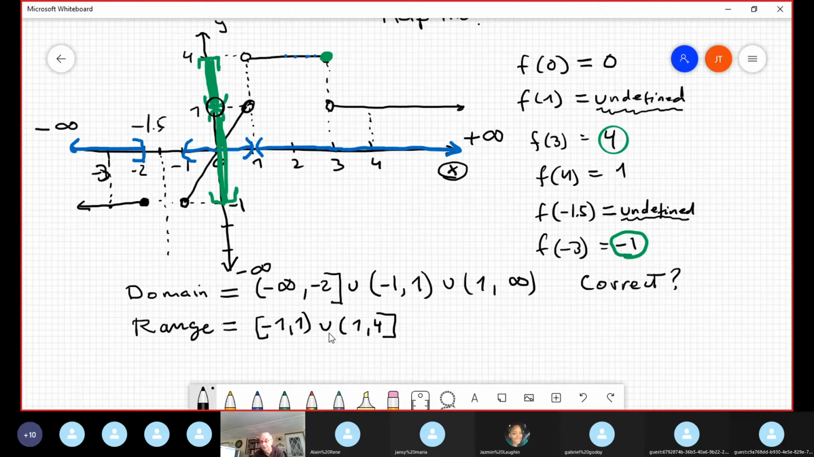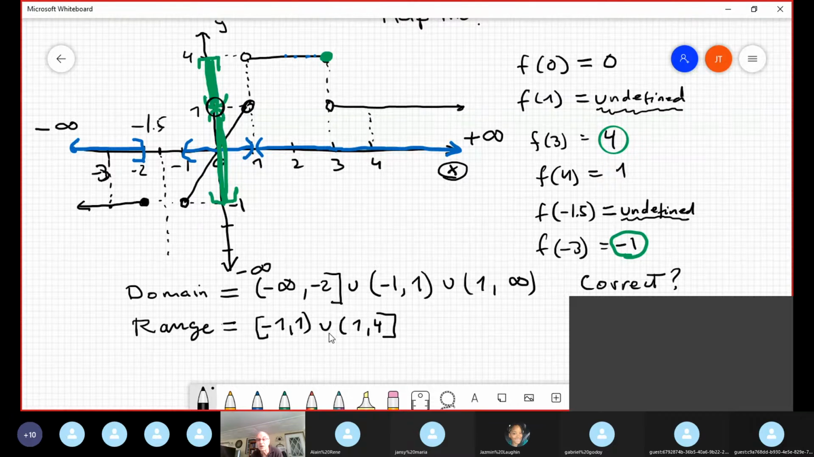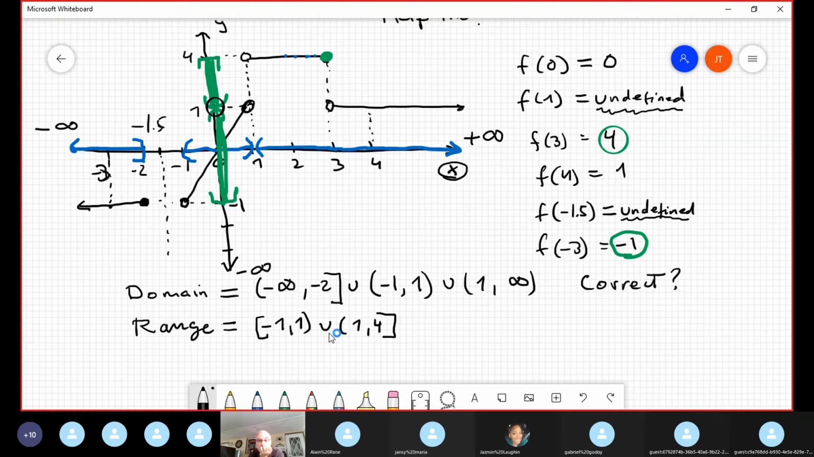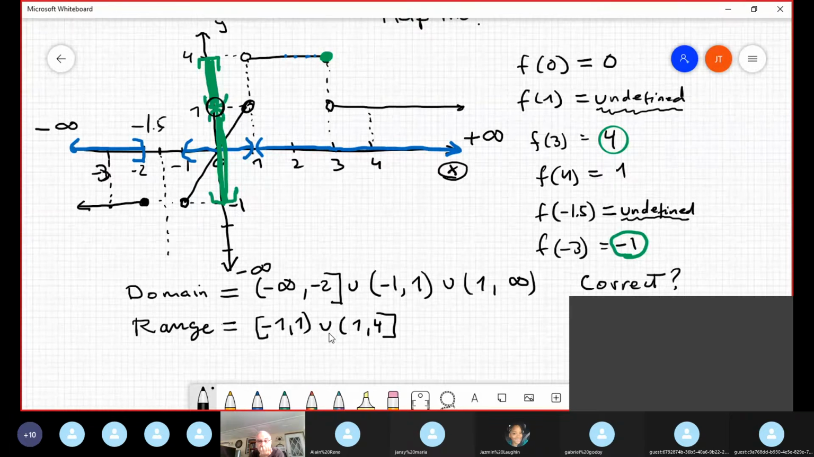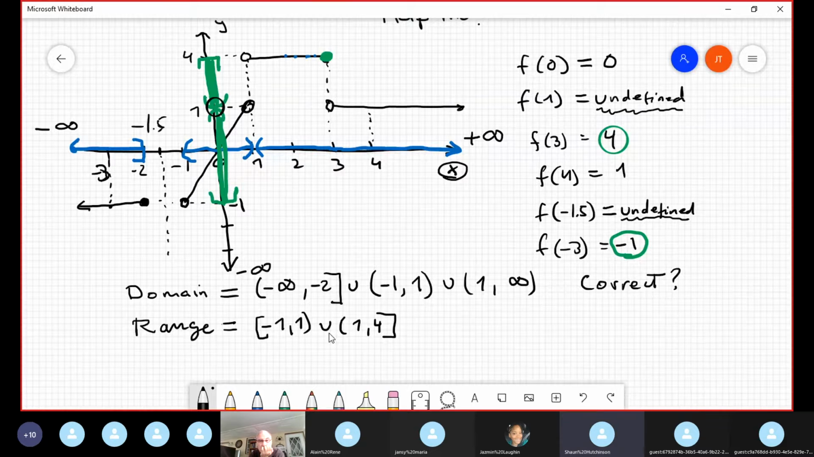Andreina, how do you feel? A little confusing. Okay, come on. Why? Come on, activate the microphone. Hello? I am here. Okay, I thought 1 would be defined in the range because f of 4 is 1, so I thought that's why it'd be defined.